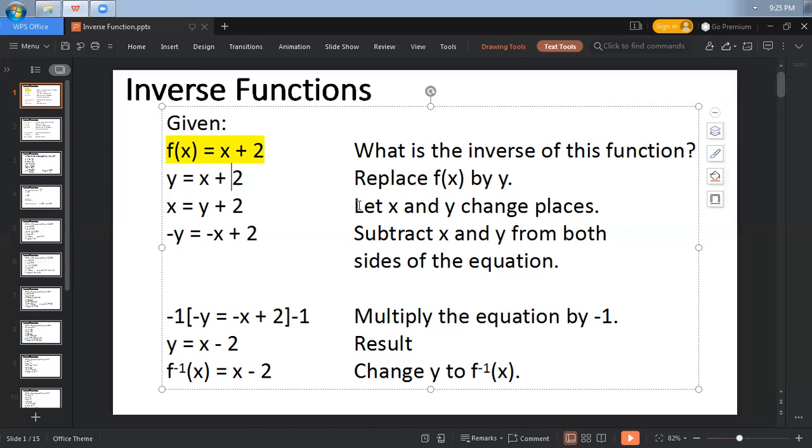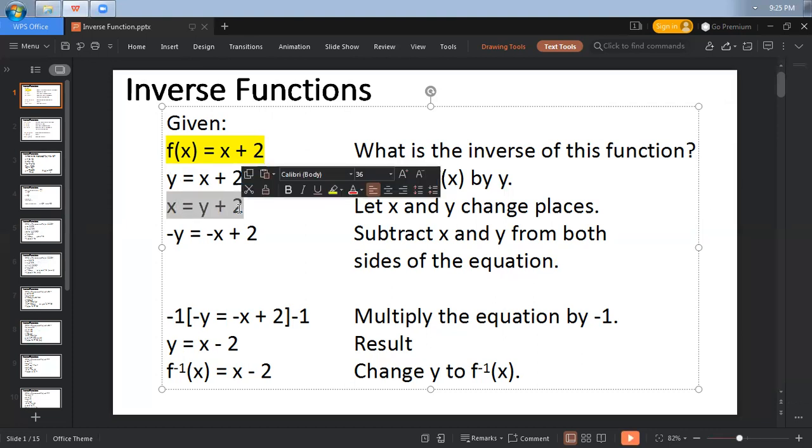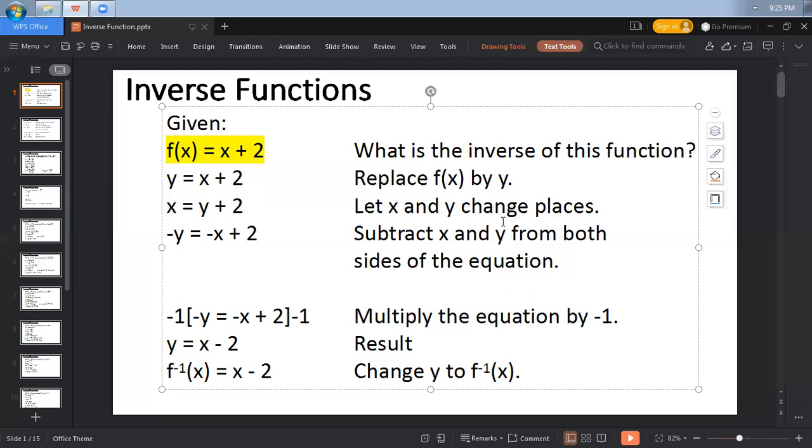Now, next step is let x and y change places. So yung x punta sa left, yung y punta sa right. Dito sa step na to ay walang changing of signs na gagawin. Now, kapag nag-change places na sila, you have to subtract x and y from both sides of the equation. So, ibig sabihin, parang babalik lang sila sa dati nilang pwesto, but this time, meron na silang change of signs na mangyayari.